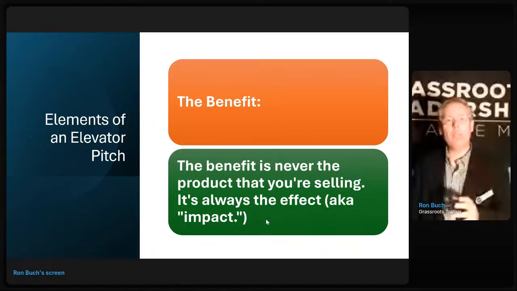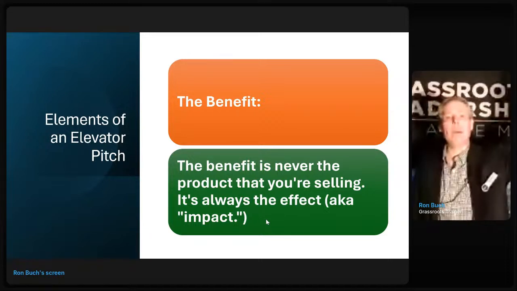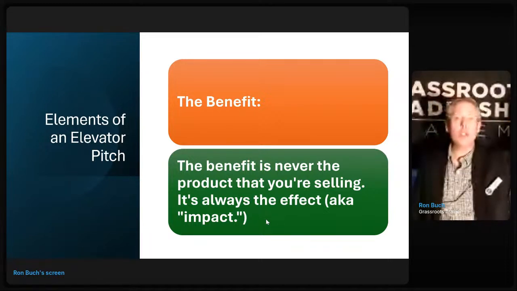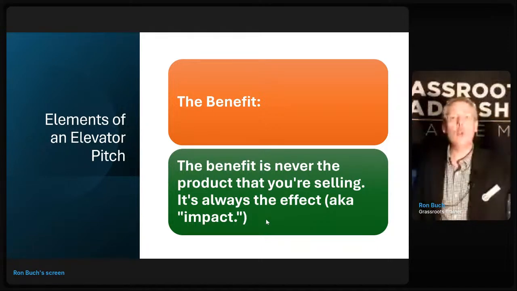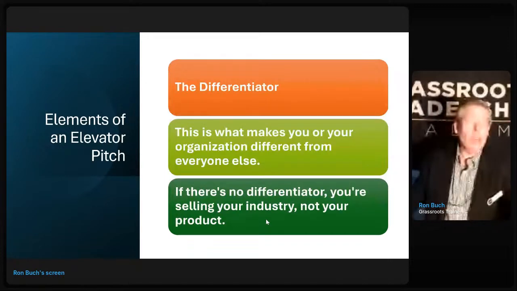So what is the benefit? The benefit is I help people change their lives by them changing their community. That's the benefit, the changed lives, the improved lives. What comes next? Next, I want to talk about the differentiator.